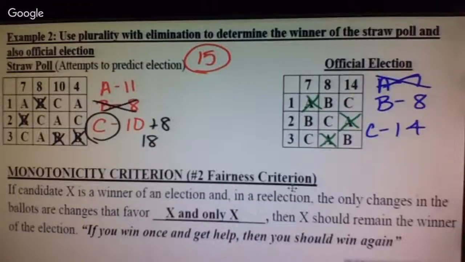All right. So when we lose A, their 7 points now go to B, which gives B 15 and makes B your winner. So when we have changes that actually favor somebody that should win, because C actually started with more points than they did over here, they should have stayed the winner. But for some reason, they didn't anymore. Therefore, the monotonicity criterion is violated.